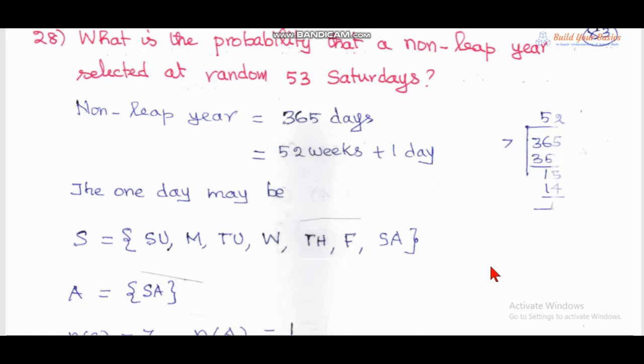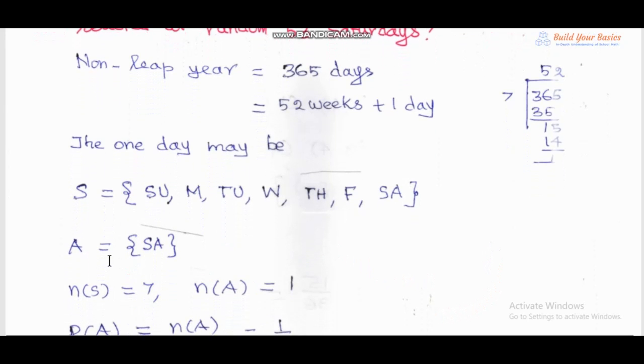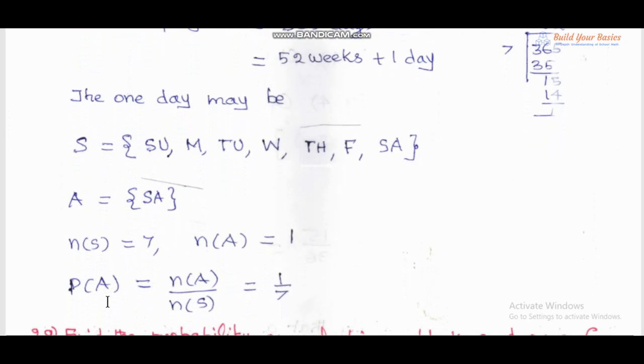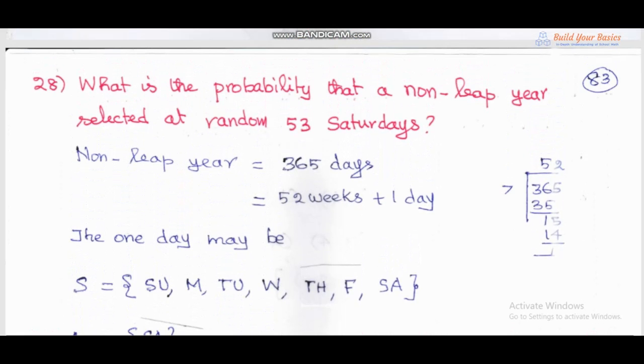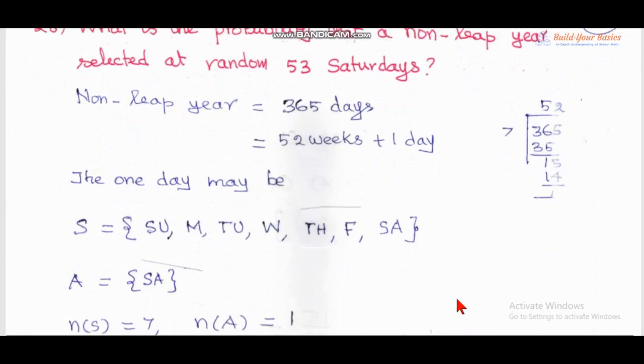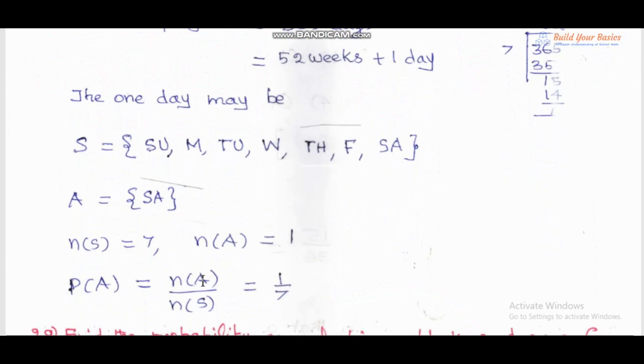Now we want the probability that a non-leap year selected at random contains 53 Saturdays. So the event A is the singleton set Saturday. Number of elements in A is 1. Number of elements in sample space is 7. So the probability that a non-leap year selected at random will contain 53 Saturdays is number of elements in A, 1, over number of elements in sample space, 7. So 1 by 7. That's all.